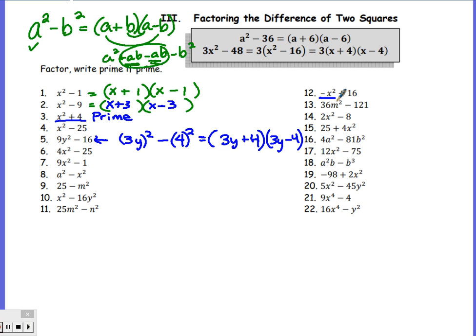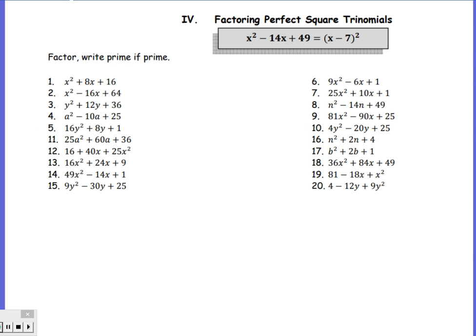In this situation, I noticed there's a negative here and a positive there. So I could either switch that around, 16 minus x squared, do it that way, or I could factor out a negative 1 and say negative 1 times x squared minus 16 and factor it that way. So either way would work. All right, that is difference of 2 squares.